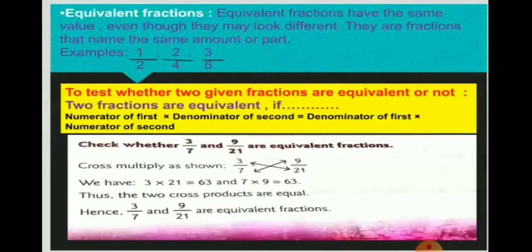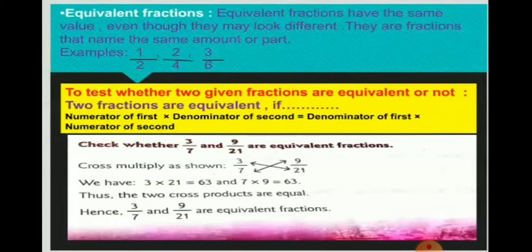Equivalent fractions. Equivalent fractions have the same value even though they may look different. They are fractions that name the same amount or part. Example: 1 upon 2, 2 upon 4, or 3 upon 6. So all these fractions look different but their value is the same.